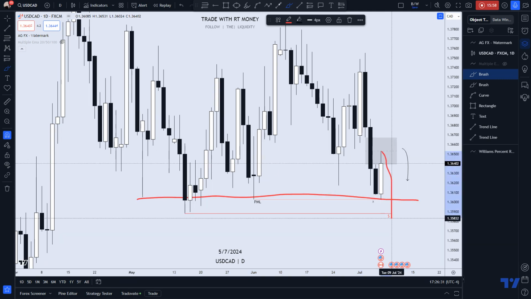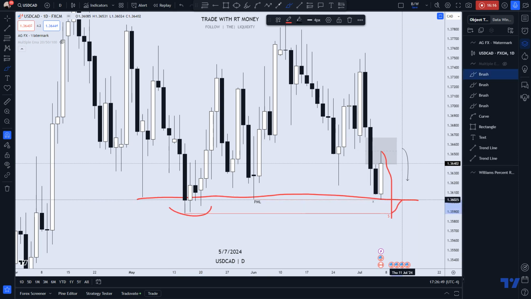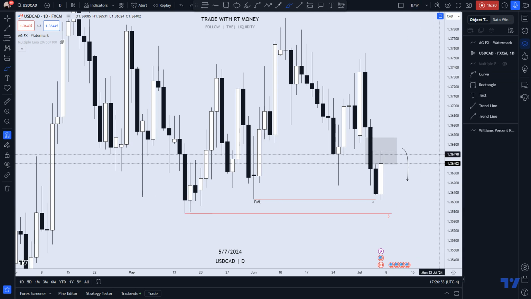Is price going to go lower and sweep this low and finally give us a hint as to what it wants to do? That would mean that the US dollar is weak, and it is consistent with my outlook, and that the CAD would outperform the US dollar. We'll see. Leave a question in the comment section if you have any questions about that analysis.